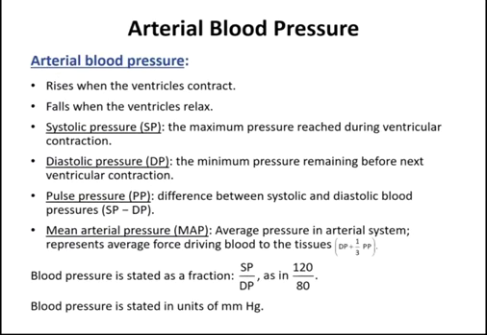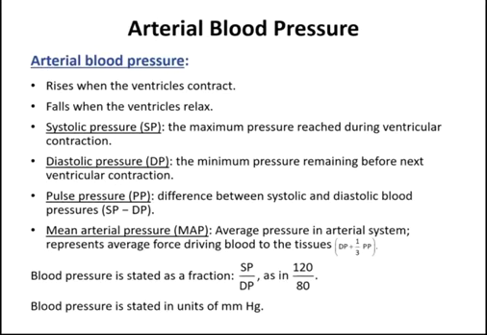Okay, so arterial blood pressure rises when the ventricles contract and falls when they relax. Measuring the pressure, let's say in your aorta, in your arteries, when the ventricle contracts, that would be the systolic pressure. Remember, systolic means contraction. So systolic pressure is the maximum pressure reached when you have a ventricular contraction. Diastolic pressure is the minimum pressure that we can achieve when the ventricles are relaxed, the lowest point that we hit.